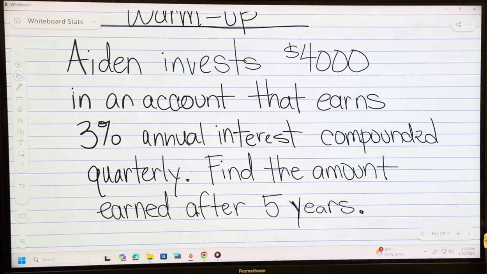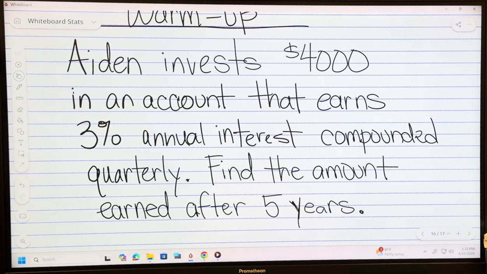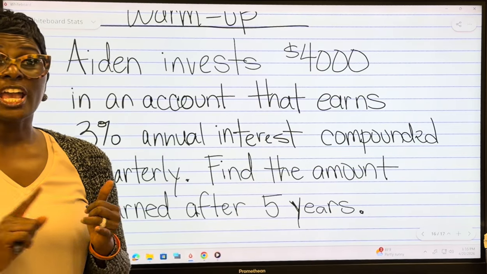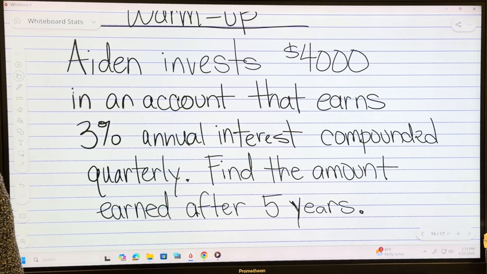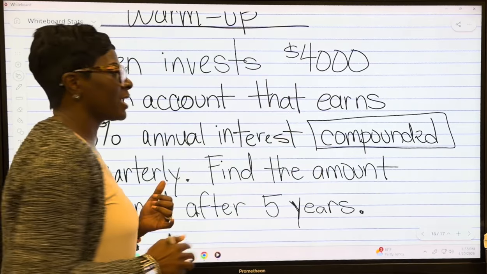All right, so our problem today is about interest again. And we're looking specifically at Aiden. Tell me about what is happening in this problem. Aiden is investing what? $4,000. And what do we know about this account that he's investing his money into? It earns what kind of interest? Compounded interest. So we know his interest is compounded, right?